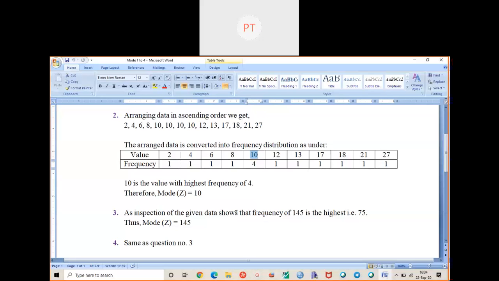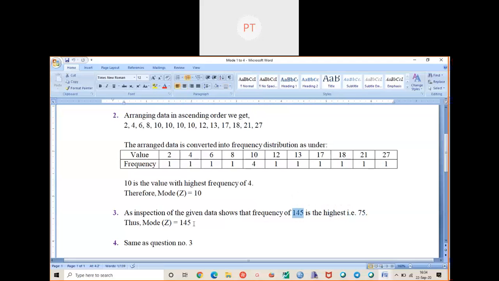That value is 145. So from this inspection method, we can see that the frequency of 145 is the highest, that is 75. Hence, the mode or the modal value of the given data is 145. Okay, this is how you will do it.